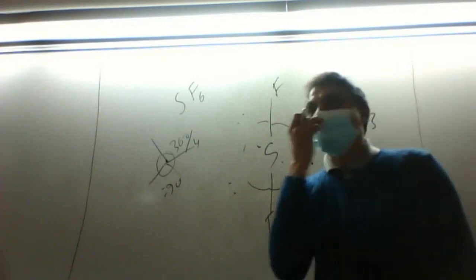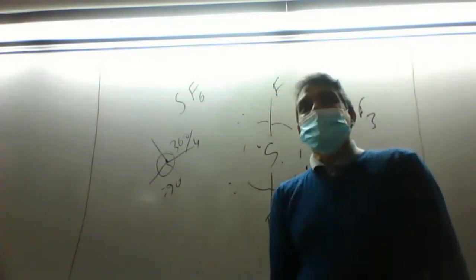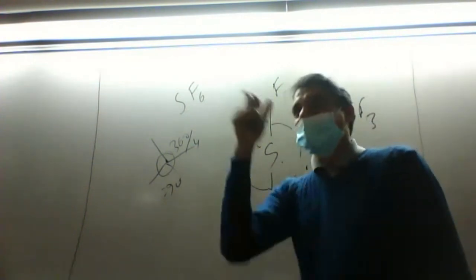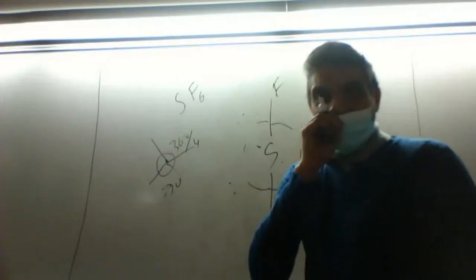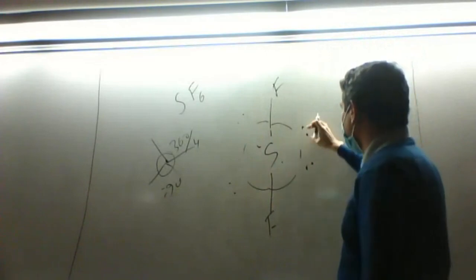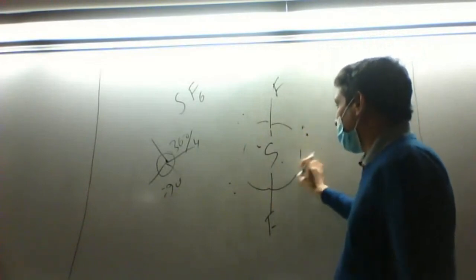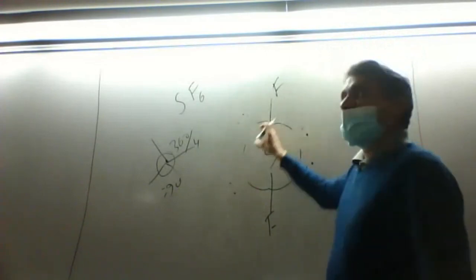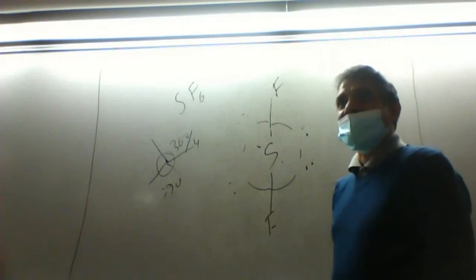So go home and practice those problems in lab 13, and then I will tell you how these two electrons come here. How these lone pairs and bond pairs come here, I will discuss in the next class.